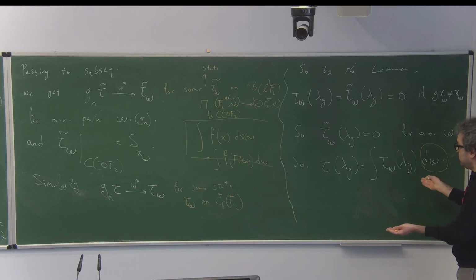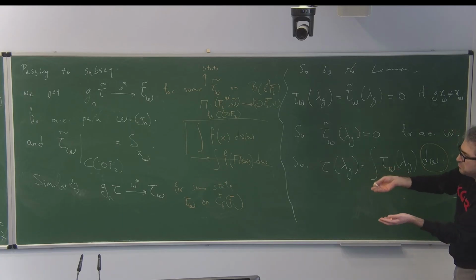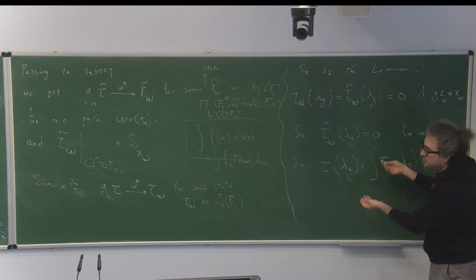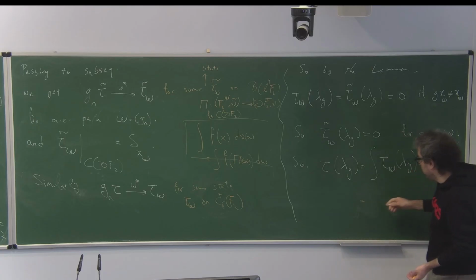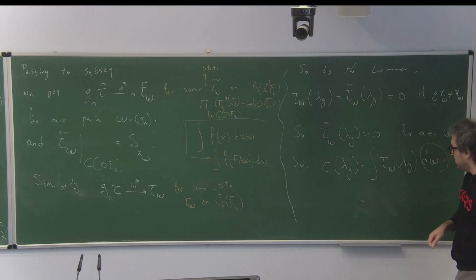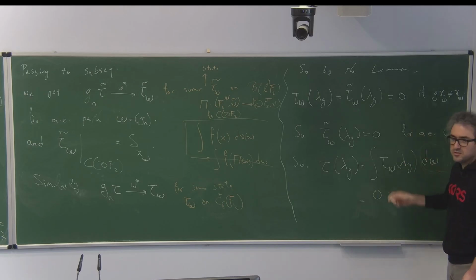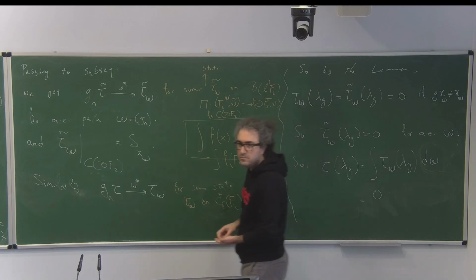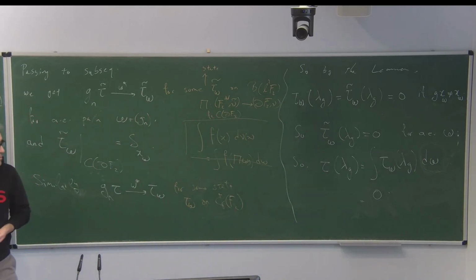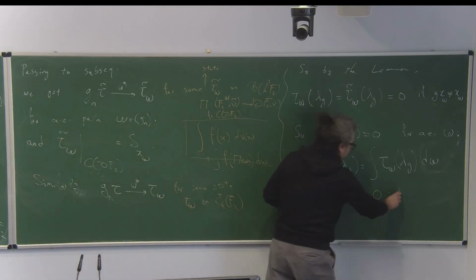So these are facts from the theory of random walks and boundaries of random walks. Okay, but now I know that this happens. So this will be 0, because these are 0 almost everywhere. And that ends the proof.